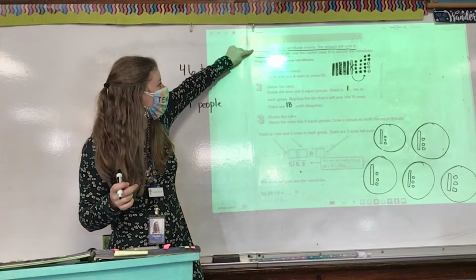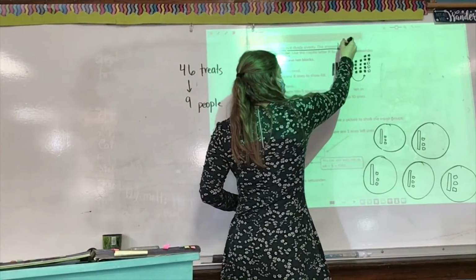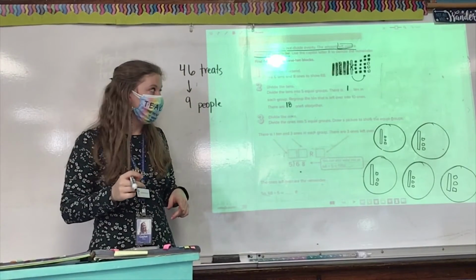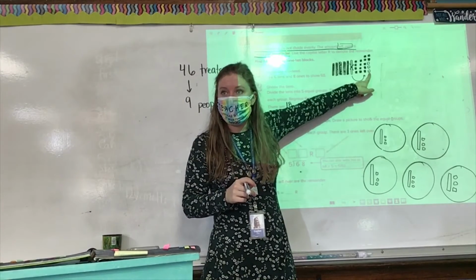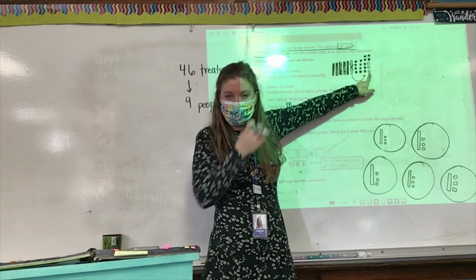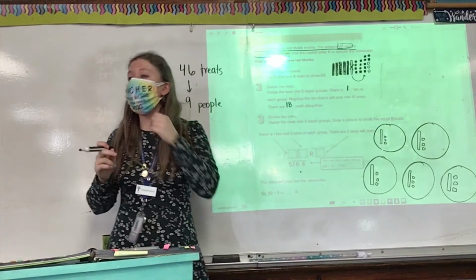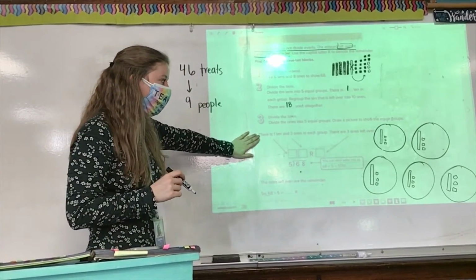Some numbers do not divide evenly. The amount left over is called the remainder. So that means these 3 leftovers are the what? Carla? The remainder.